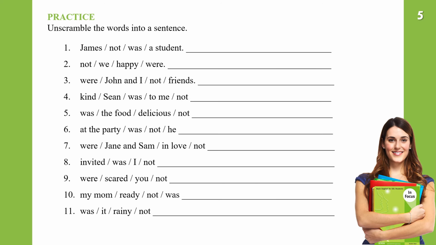Okay, let us do unscrambling, and let's make a sentence. Here, first of all, when you have unscrambled words, you need to find the subject. Yes, James is the subject. So James, and we need a verb. Was, and we need not, and a student. James was not a student.